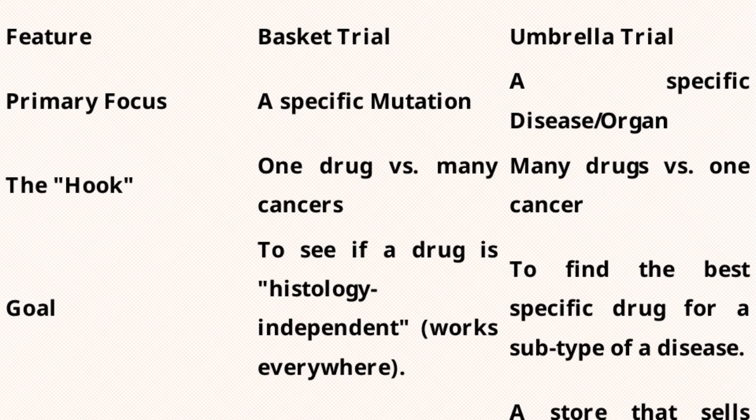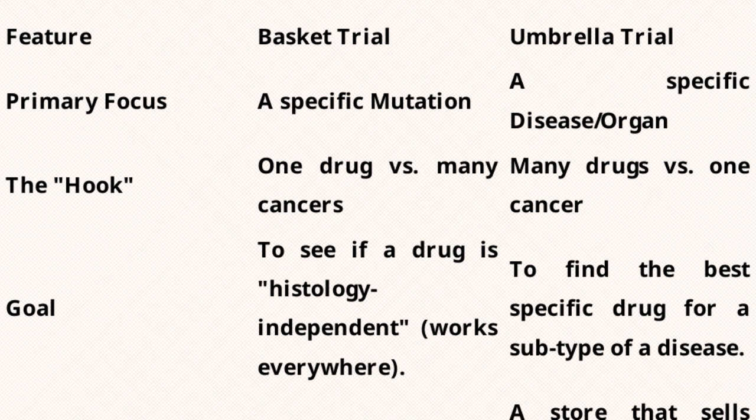Basket trials aim to determine whether a drug is histology independent, meaning it could work across various cancer types that share the same mutation. It's about finding a universal approach. Umbrella trials, however, are focused on pinpointing the most effective drug for specific subtypes within a single disease, tailoring treatment more precisely. To make this clearer, think of an analogy.